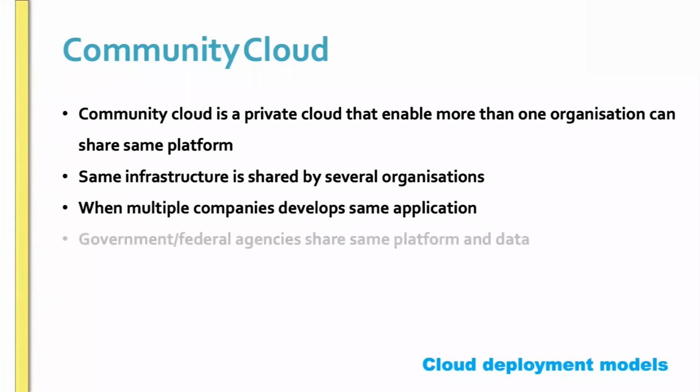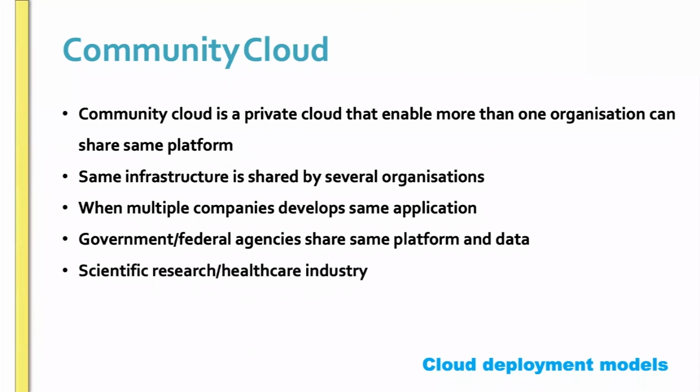When multiple companies develop the same application, and government, federal agencies and so on, there will be different agencies, right? Government data is more critical, so they don't keep their applications in public cloud. They keep them in private cloud, but it's owned by different companies or government agencies themselves. Then scientific research and healthcare industries use community cloud, where multiple companies come together and build the same platform.